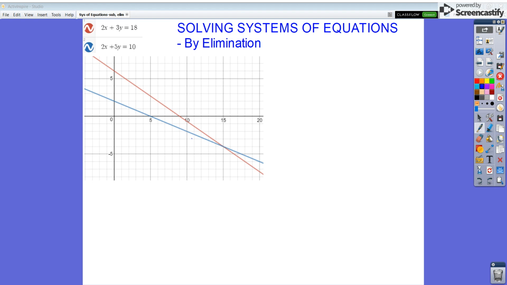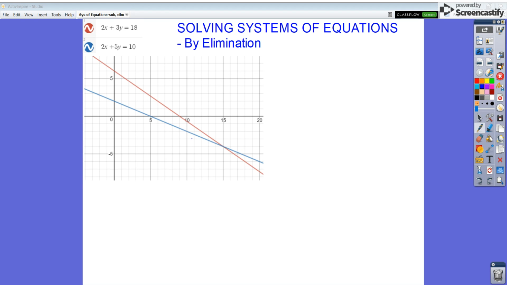When we look at the two equations, we want the terms to be the same, either positive or negative, because we can either add or subtract the two equations from each other. And that's what we're going to be doing by eliminating, is adding or subtracting. And to do that, we want one of the terms to be eliminated. So if you look at the two equations, 2x plus 3y equals 18, which is represented by the red line, and 2x plus 5y equals 10, represented by the blue line.